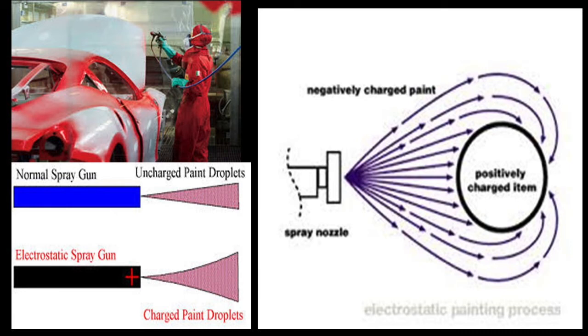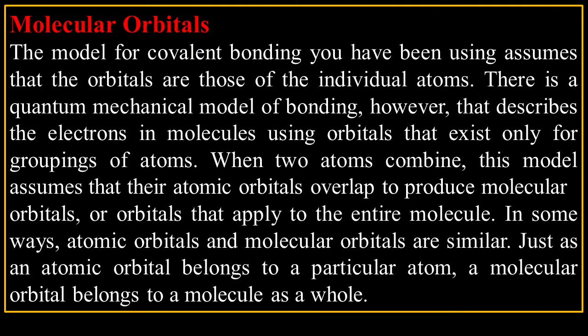Here is the car being sprayed, and this is how it's done. This is how the electrostatic paint is applied to this red car. See the guy in the mask there, and how you have a normal spray gun, and then you have the electrostatic spray gun, and the positively charged item, which in this case is the car, is attracting these negatively charged particles and covering the car in a more efficient, effective manner.